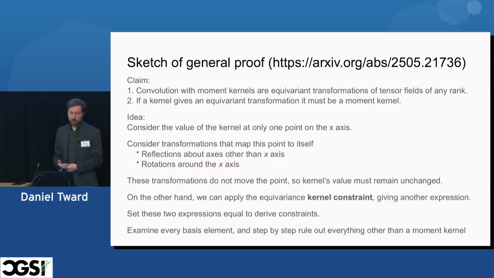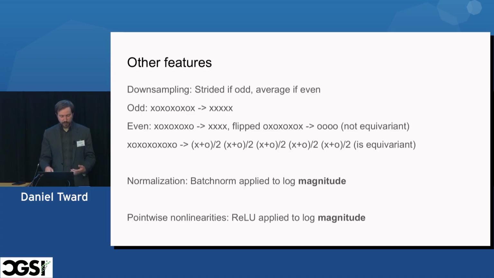And number two, kind of the converse of this, is that if any kernel gives an equivariant transformation, it must be a moment kernel. Now, the idea of this proof is to consider transformations of an image which leaves certain points invariant, just like the two examples I showed you. We use those invariances to derive constraints. We loop through all the possible basis vectors of these kernels and show that the only ones that are non-zero are the ones that are moment kernels.